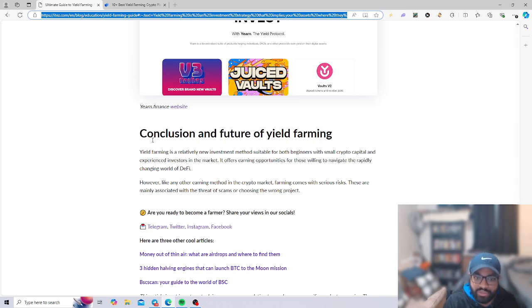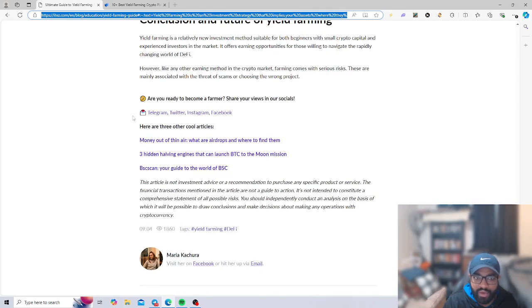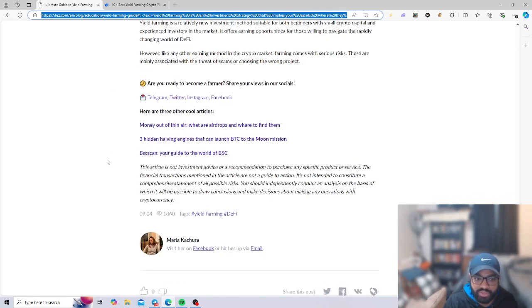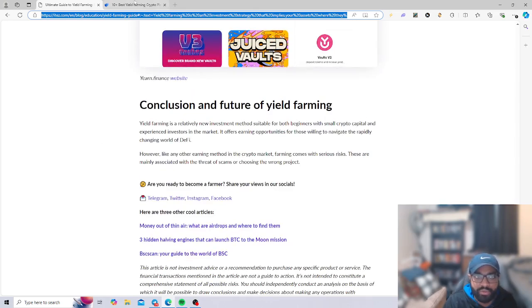But getting to the conclusion: yield farming is a relatively new investment method suitable for beginners with small crypto capital, as well as experienced investors in the market. It offers earning opportunities for those willing to navigate the rapidly changing world of DeFi. However, like any other earning method in crypto, farming comes with serious risk, so it's important to do your research.